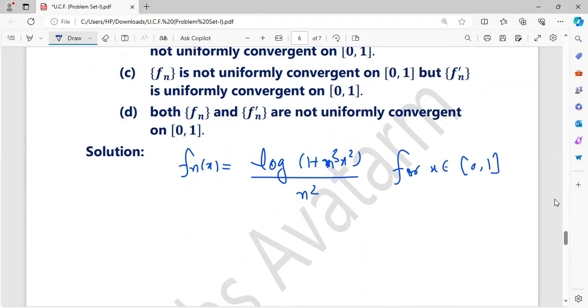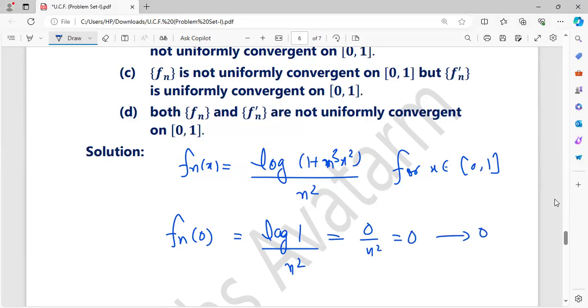Okay. Now if we take f1(0), what is this? Log 1 upon n square. Log 1 value is 0. So this is 0. This tends to 0. It means f1(0) converges pointwise, at least at one point. Okay. What about the derivative function?